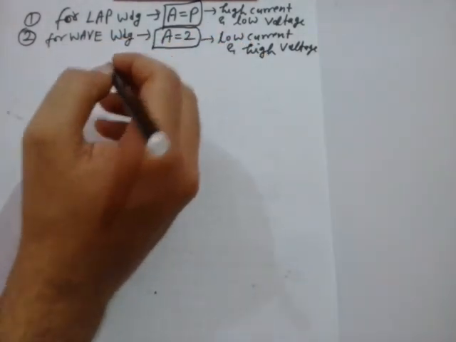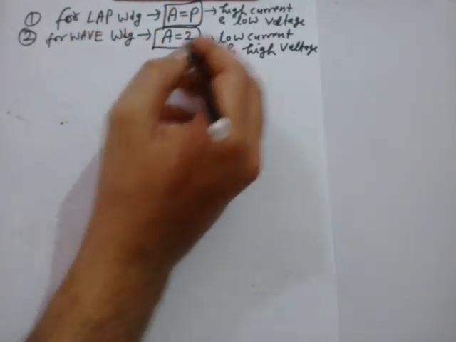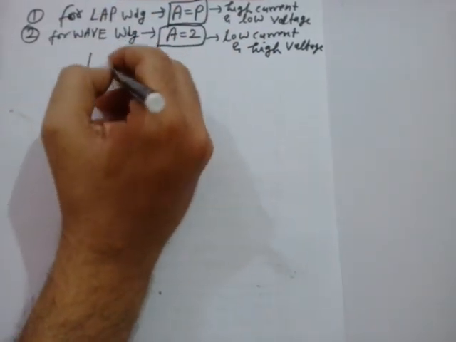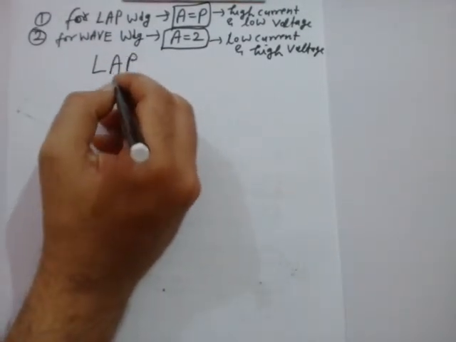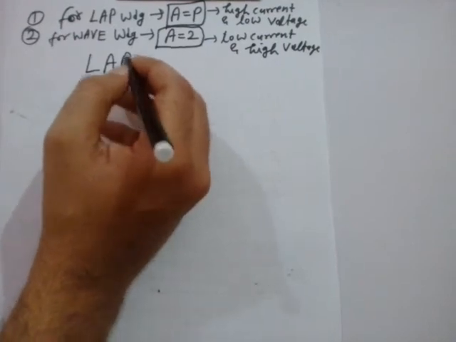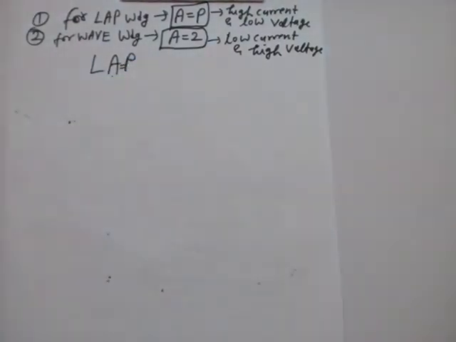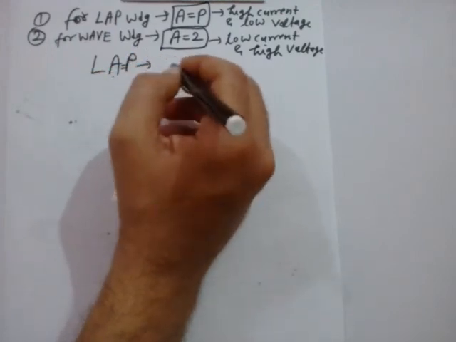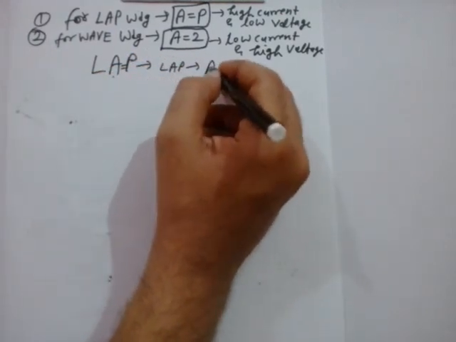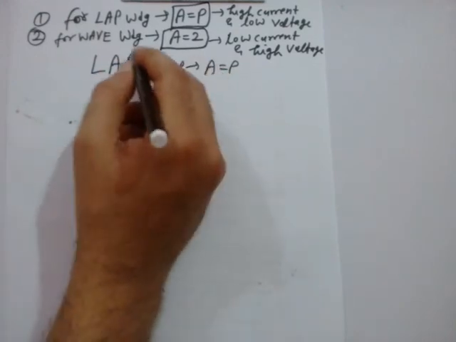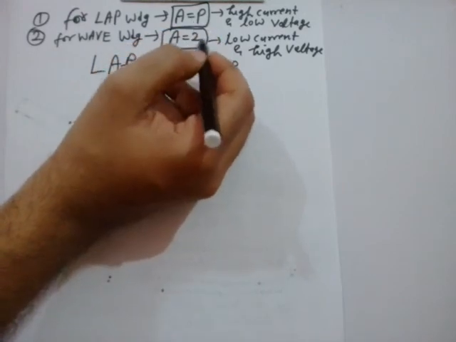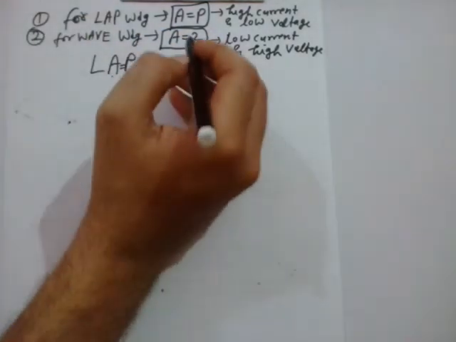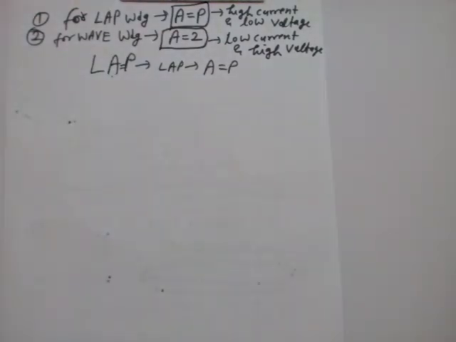I'll give you a trick to remember this. Just have a look at it. Lap, how to write lap? LAP, right? In this lap, see here, A and P both are coming. So just put a small equality sign here: A is equal to P. For lap connection of winding, A is equal to P. If you keep this one in your mind, the other will automatically be saved in your mind. So for wave winding, A will be 2.